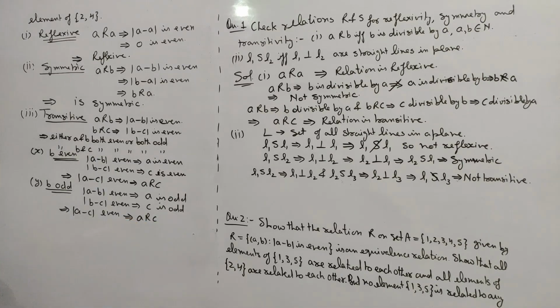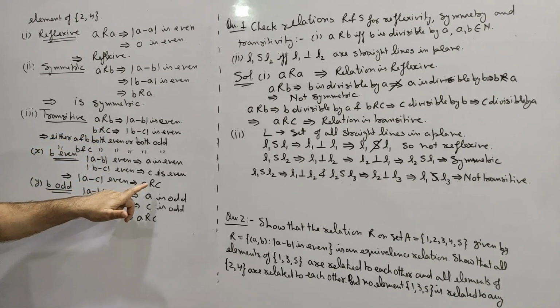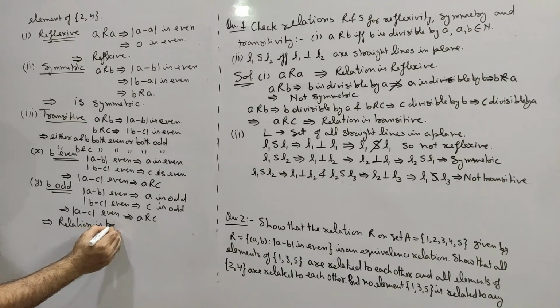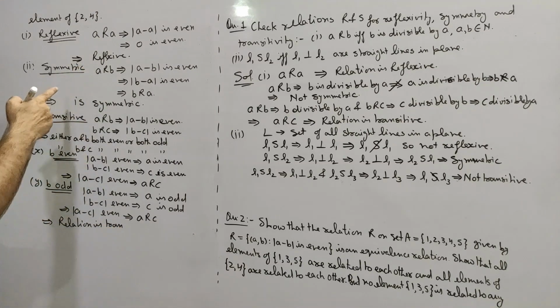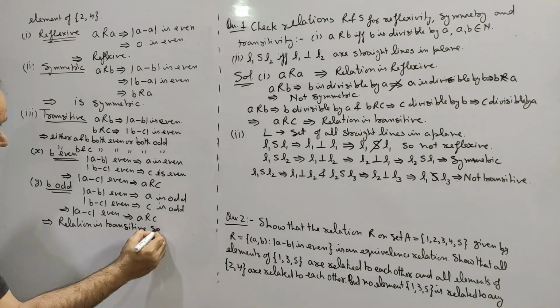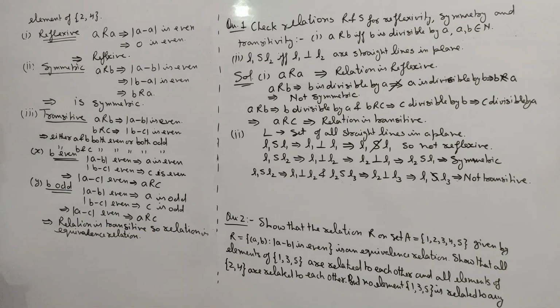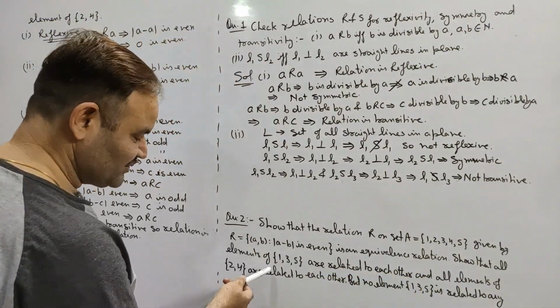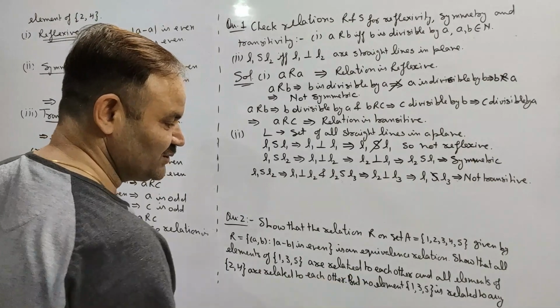Thus, whether B is even or B is odd, A related to B, B related to C implies that A related to C. And this shows that the relation is transitive. If a relation is reflexive, symmetric as well as transitive, then the relation is an equivalence relation. Now we come to the next parts of the question. In the next part, show that all elements of {1, 3, 5} are related to each other.